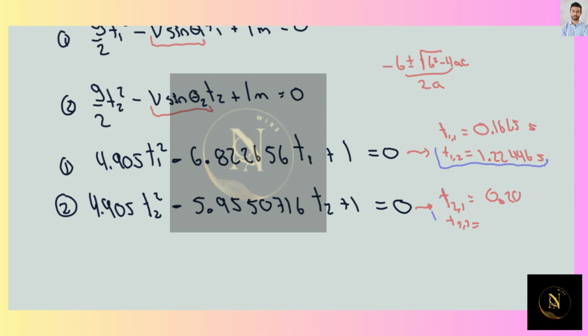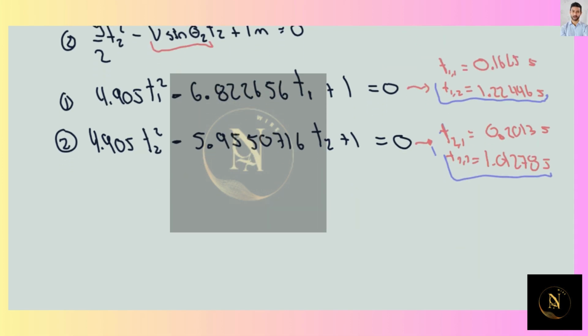Okay, t21 and t22 equal to 0.213 seconds and 1.01278 seconds. So with this, again, we're going to take the second solution and we're going to get the values of t1 and t2. So t1 and t2 correspond respectively to 1.22446 seconds and t2 equal to 1.01278 seconds.